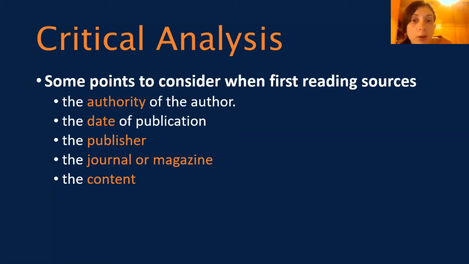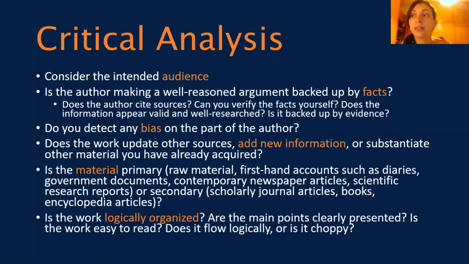Some more things we can look at is the intended audience. So some sources may be intended for a research audience or the general public. Then we need to also think if the author is making a well-reasoned argument backed up by facts. So do they cite any sources? Can you verify the sources? Can you look at them yourself? And does it sound like what the author has said is accurate? Does the information appear valid and well-researched? And again, is it backed up by evidence? Can you detect any bias on the part of the author?